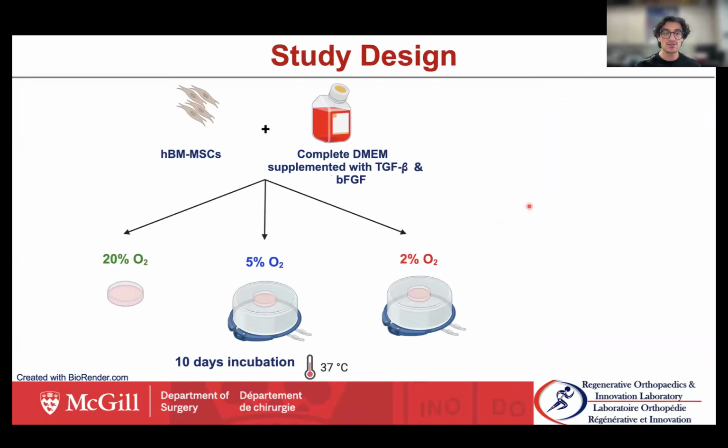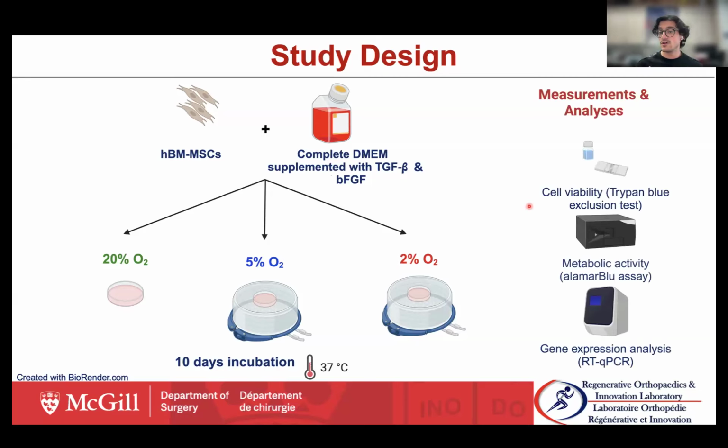I'll start with a quick overview of our study design. We have these human bone marrow-derived mesenchymal stem cells that we grow in differentiation media supplemented with 2 growth factors, TGF-beta3 and FGF2, which are known in the literature to drive the ligamentogenic differentiation of stem cells. And we conduct this experiment under 3 different oxygen tensions: 20% O2, mimicking atmospheric oxygen tension and standard cell culture, versus 5% O2 and 2% O2, which are more physiological. At the end of this 10-day incubation, we assess cell viability, metabolic activity, as well as the differentiation of these cells using gene expression, probing the expression of important ligament markers that I'll be talking about later.